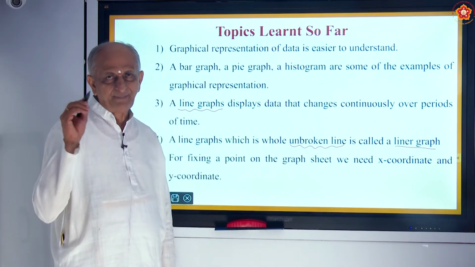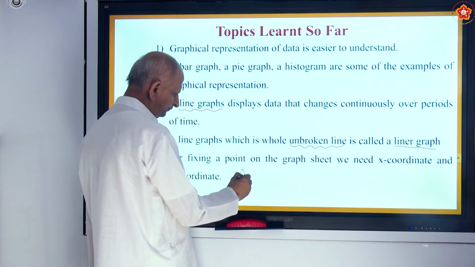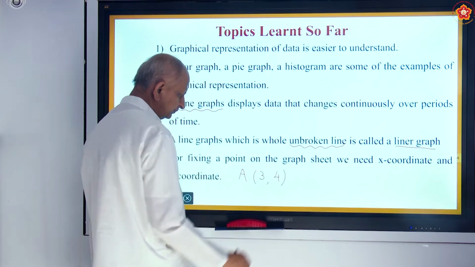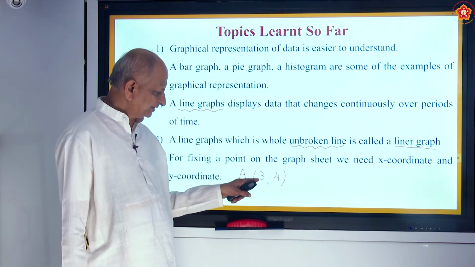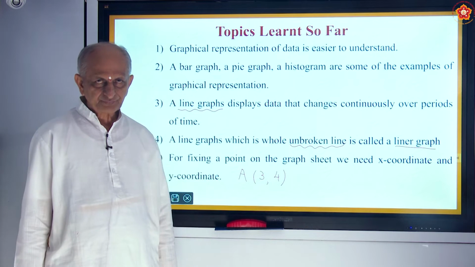So, we have to mark the points. Suppose you say point A, suppose you say it is 3, 4, they are called coordinates. 3 is called the x coordinate, 4 is called the y coordinate. Is it not?